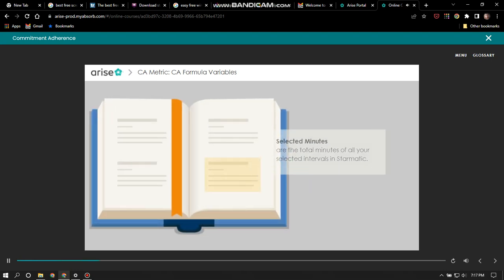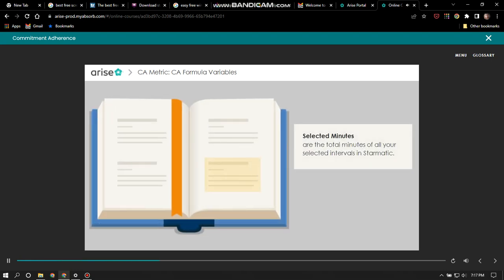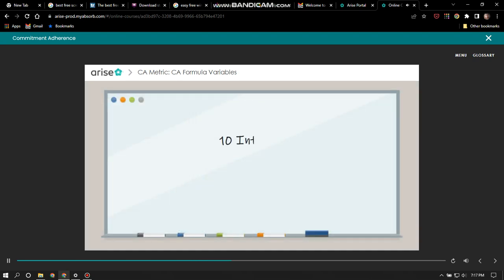Selected minutes are the total minutes of all your selected intervals. So, for example, if you selected 10 intervals multiplied by 30 minutes each, you'd have 300 selected minutes.